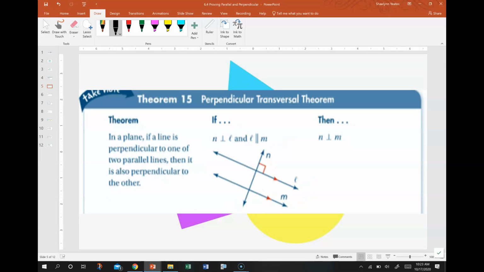This one's very similar, but the other way. So this is like the converse to corresponding angles. This says if N is perpendicular to L, so we know that angle, and L and M are parallel, then we can also say that N is perpendicular to M. So this one is my, you guessed it, if parallel then perpendicular.